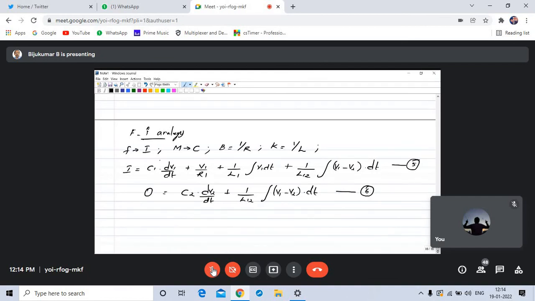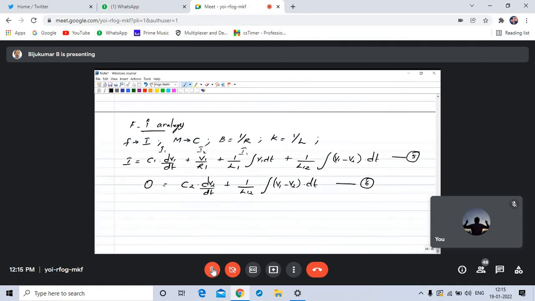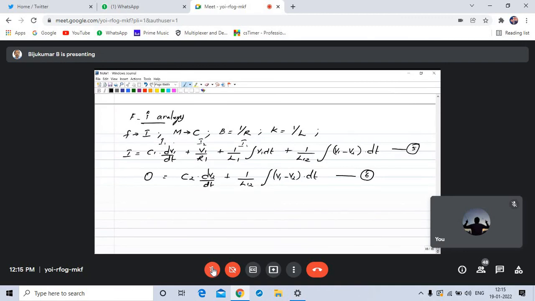So what is this? This is a current. This is another current I1. This is another current I2, I3. Since we are having two voltages, V1 and V2, there will be two nodes. This is V1. I am having one more node, that is V2. So how will you draw the circuit diagram for equation 5?